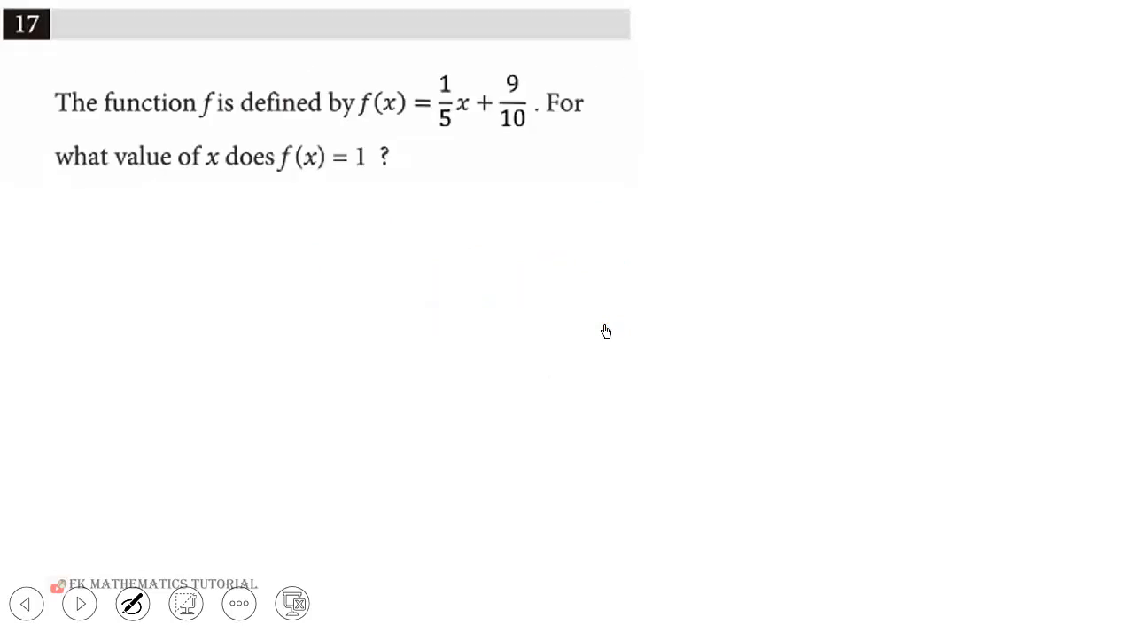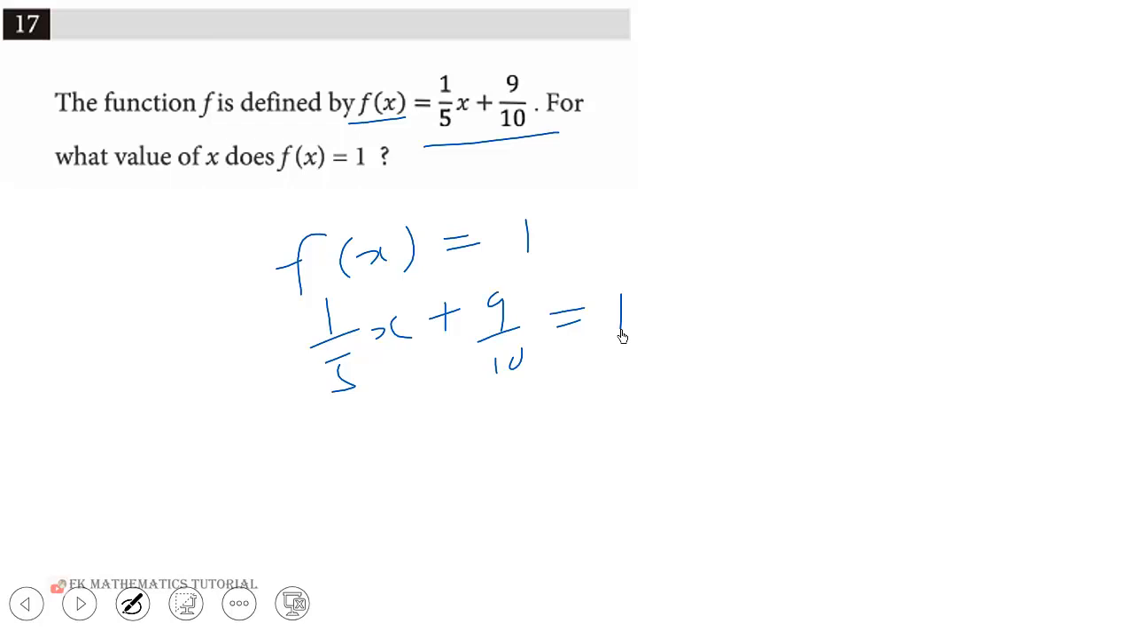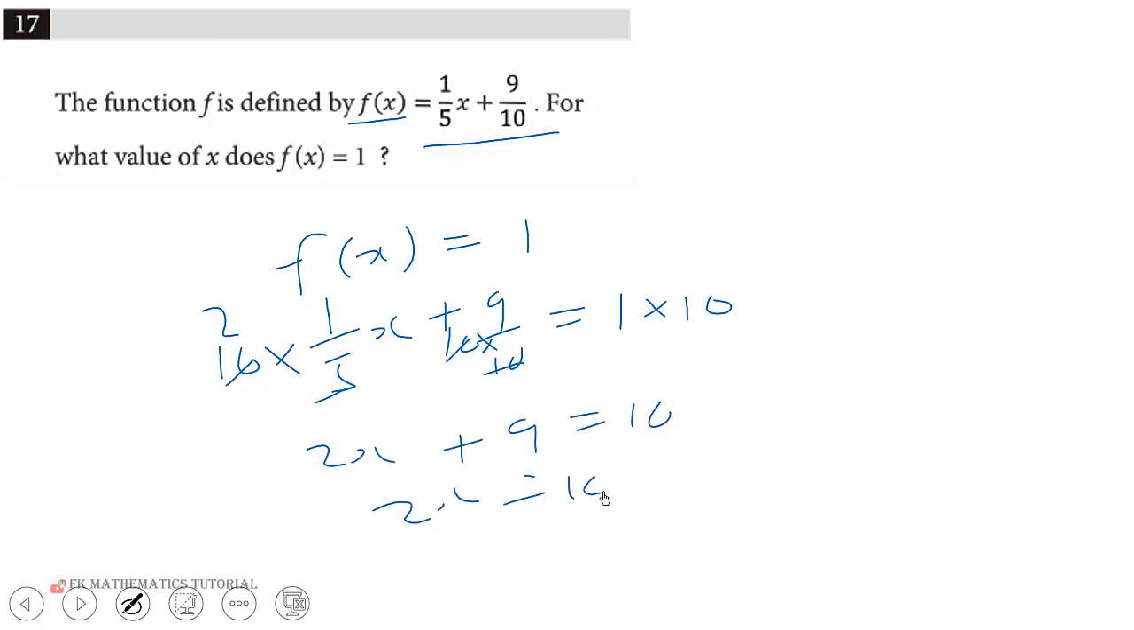The function f is defined by f of x equals 1 over 5 x plus 9 over 10. For what value of x does f of x equal 1? So equate f of x to 1. So 1 over 5 x plus 9 over 10 is equal to 1. Multiply through by 10. So 10 goes here 2 times, this will cancel this. So we have 2x plus 9 is equal to 10. 2x is equal to 10 minus 9. 2x is equal to 1. So x is equal to 1 over 2.